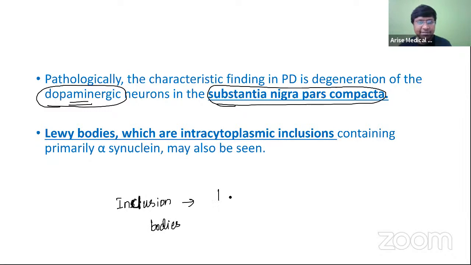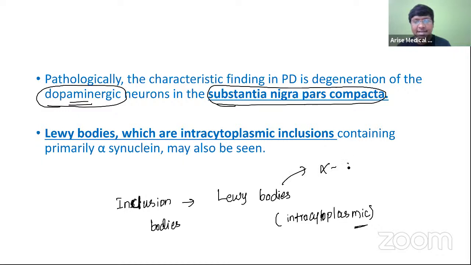It includes Lewy bodies, which are intracytoplasmic inclusions. Okay, and what does this Lewy body contain? This Lewy body contains alpha-synuclein protein. Right? It contains the alpha-synuclein protein.